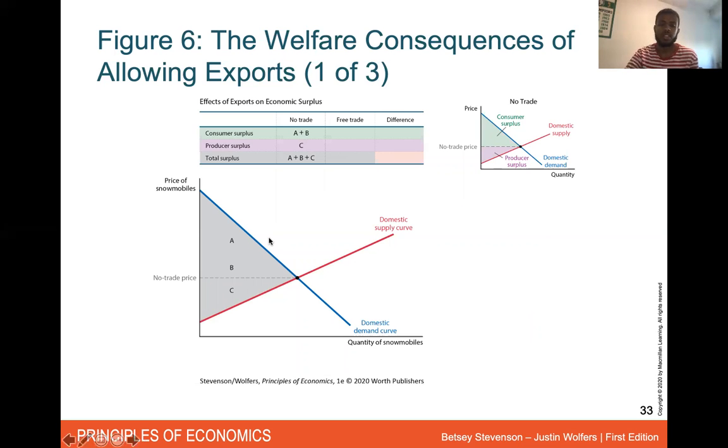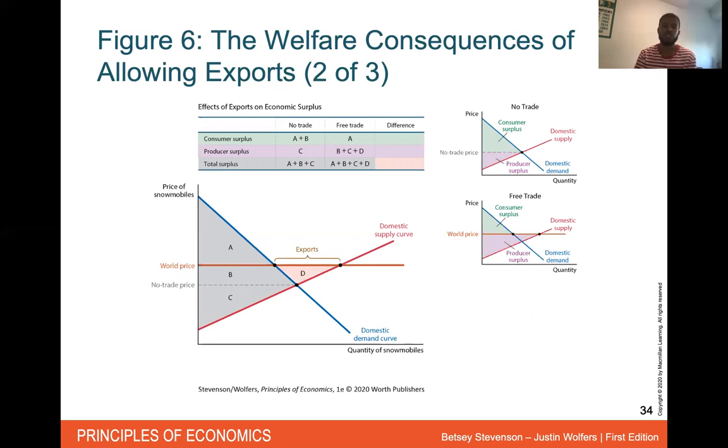If you looked originally at the domestic supply and demand graph, this green area here, A and B, is going to be the consumer surplus, and C is going to be the producer surplus. This is without trade. And now if you allow trade at the new world price, you're going to see that there is going to be a consumer surplus of just A, and the producer surplus is going to increase to B, C, and D. And the total surplus is now going to be A, B, C, and D, this big kind of weird shape. And you can see it here.